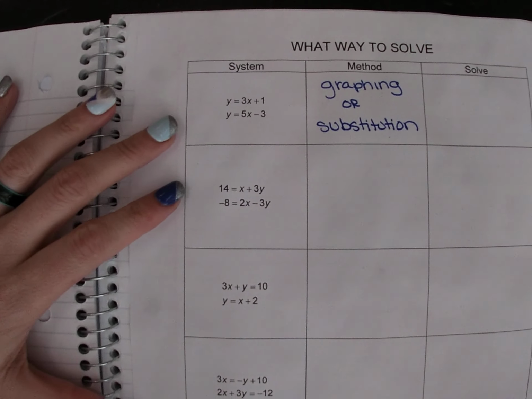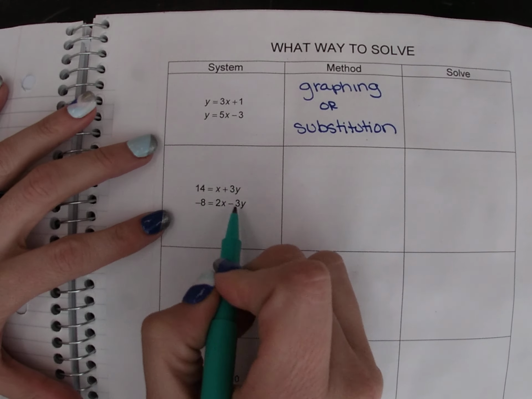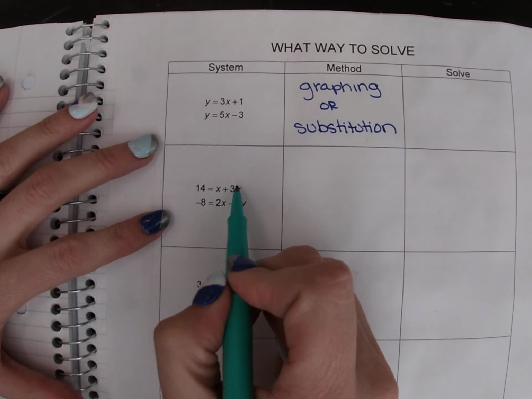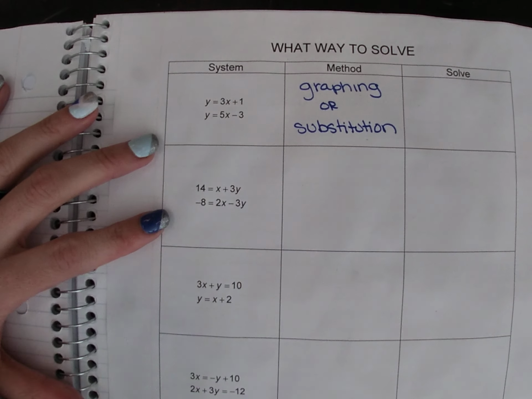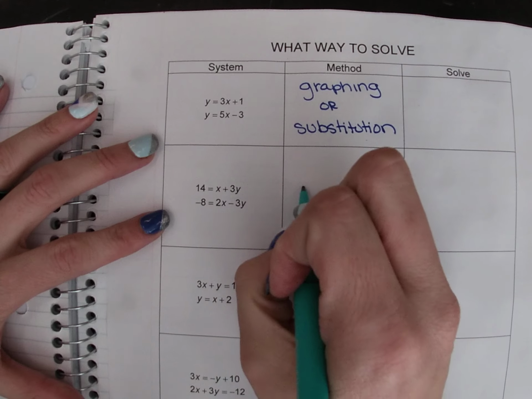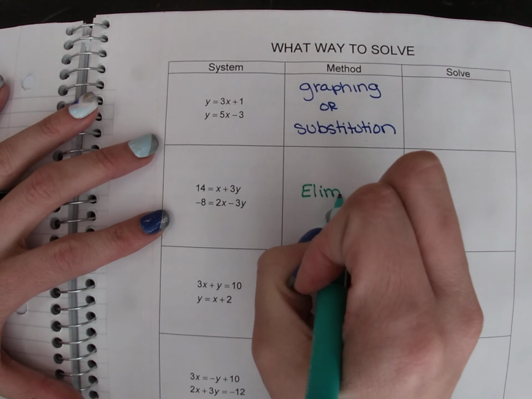Okay, on our second one here, so I see these nice and neatly stacked. I notice that I already have a matching coefficient, so elimination is what tends to jump out to me here.